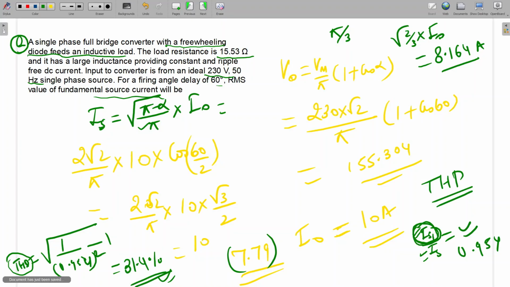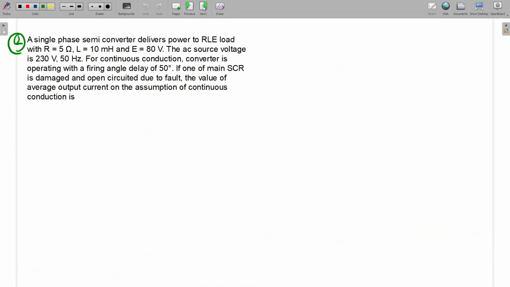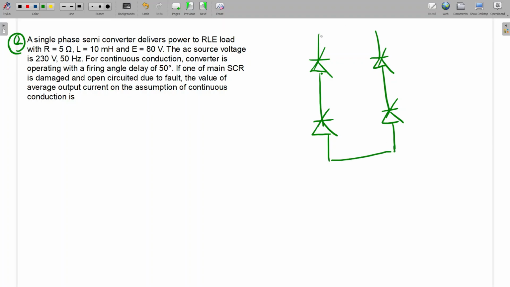So should I move to the next question? Okay. This is also the same type of question, a semi converter. First I am going to draw the circuit. It looks big and lengthy, but it is easy. This is a resistor network. All of you can go through the question. I am drawing the circuit.